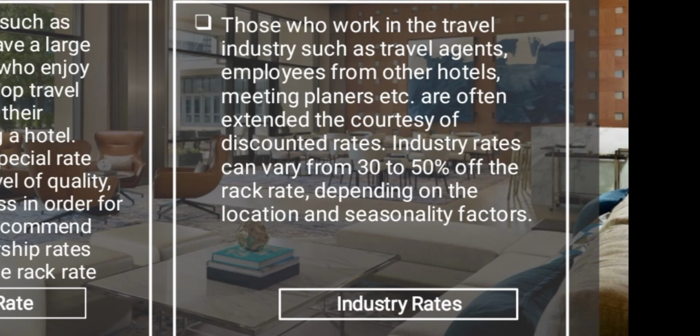Those who work in the travel industry, such as travel agents, employees from the hotels, meeting planners, etc., are often extended the courtesy of discounted rates. Industry rates can vary from 30 to 50% of the rack rate, depending on the location and seasonality factors.